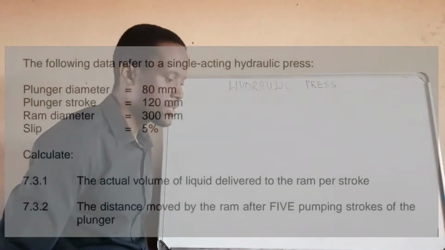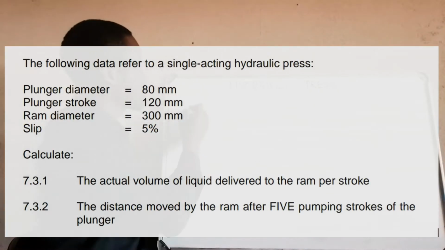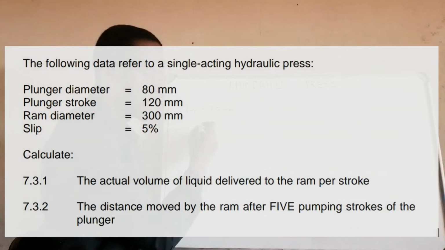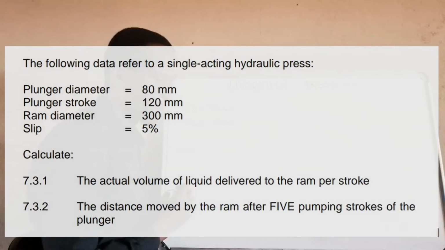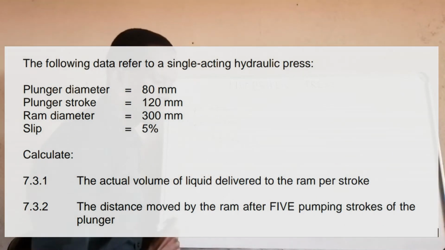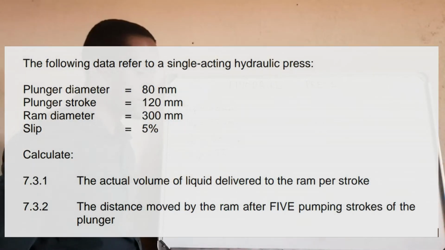The next question reads as follows. The following data refers to a single acting press, plunger diameter 80 millimeters, plunger stroke 120 millimeters, the ram diameter 300 millimeters, and this has got a slip of 5%. So there is a slip in this hydraulic press of 5%. Then the question, calculate the volume of liquid delivered to the ram per stroke. The other question reads, the distance moved by the ram after 5 pumping strokes.